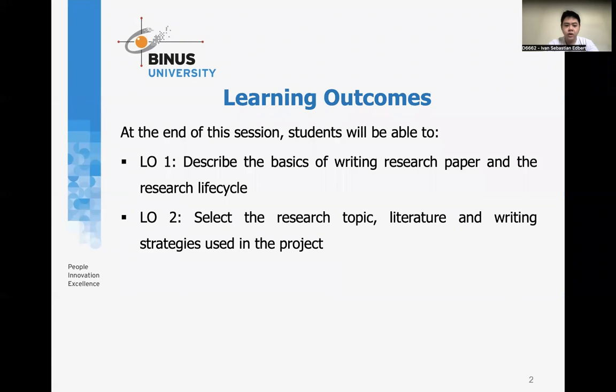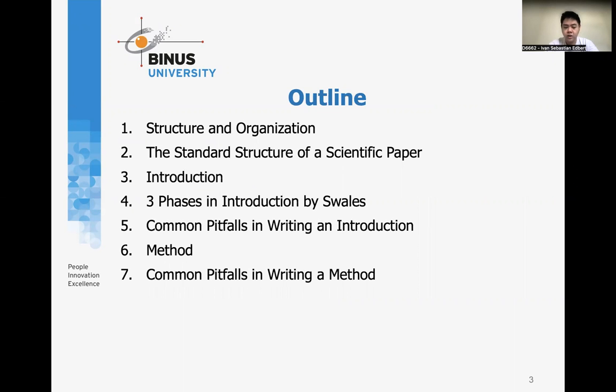So when talking about designing research, first we need to learn these two objectives. First, we will learn how to describe the basics of writing a research paper and the research life cycle. And the second one is learning to select the research topic, literature, and writing strategies used in this project. So this is our outline.